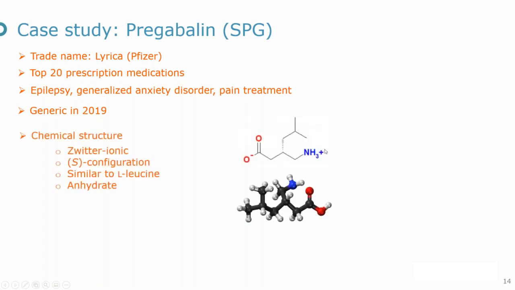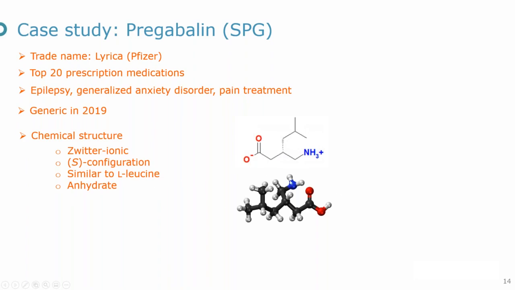So here's the chemical structure. It's a gamma amino acid, zwitterionic, so it has both a positive and negative charge side. And it's chiral as well, so it's manufactured as the S configuration. And in terms of structure, it actually is very similar to L-leucine.